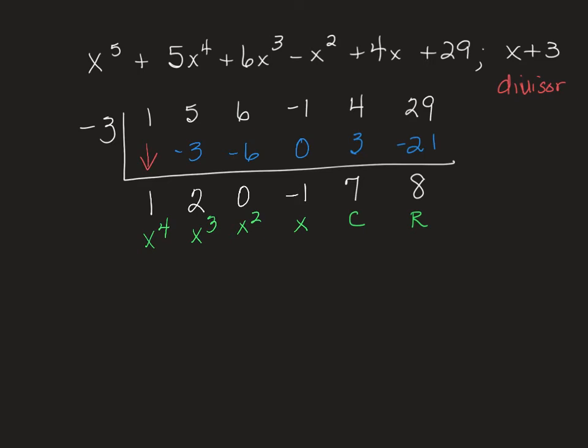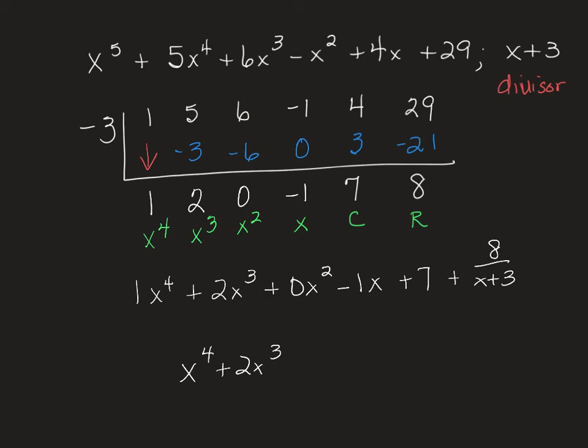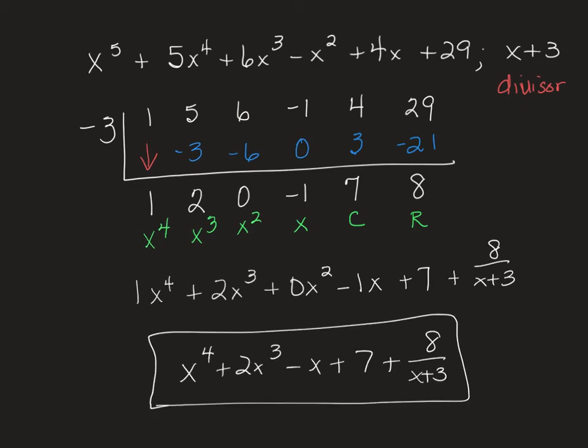Now write my answer. 1x to the 4th plus 2x cubed plus 0x squared minus 1x plus 7 plus 8 over x plus 3. And again, we're going to clean this up. So I just have x to the 4th plus 2x cubed minus x plus 7 plus 8 over x plus 3. And that is my quotient and my remainder.